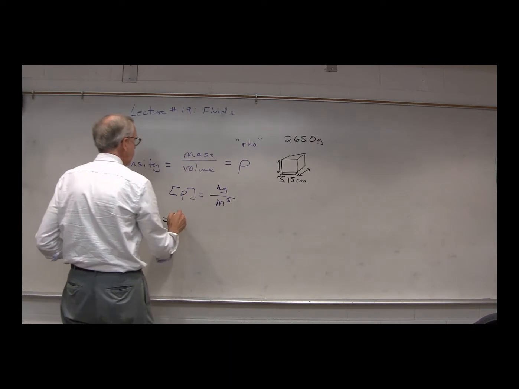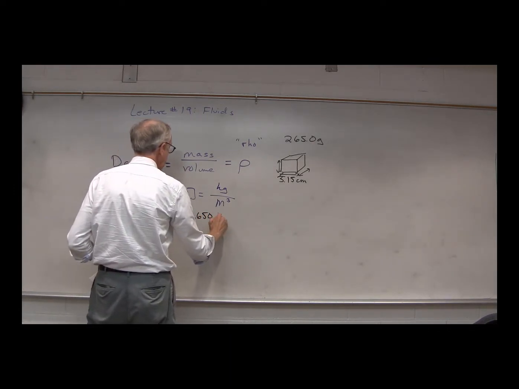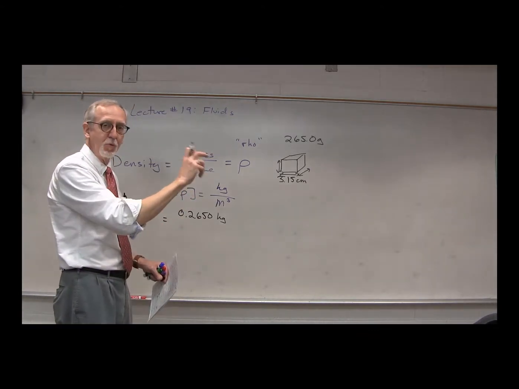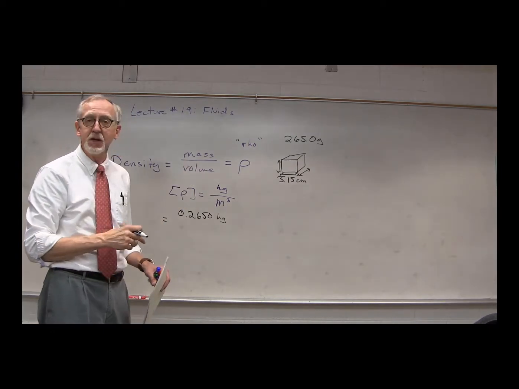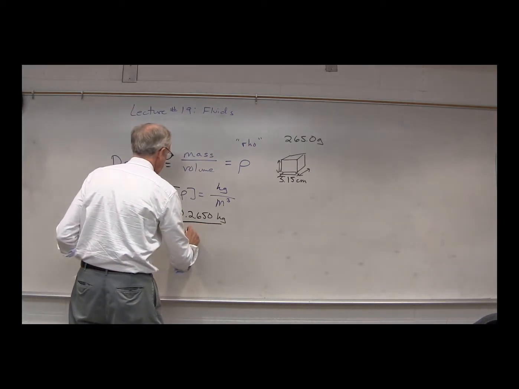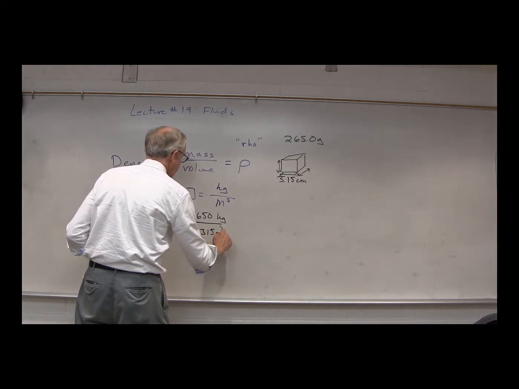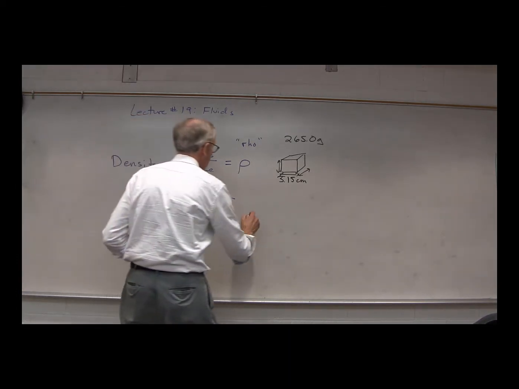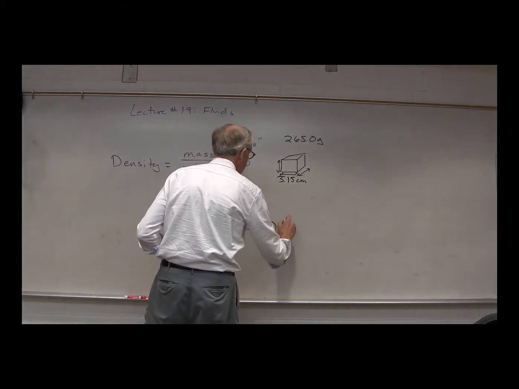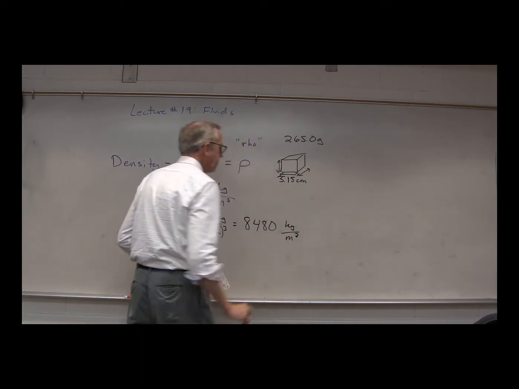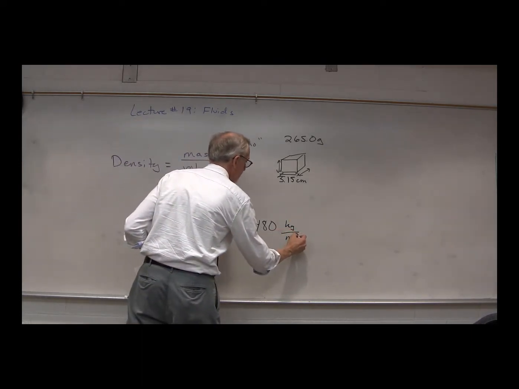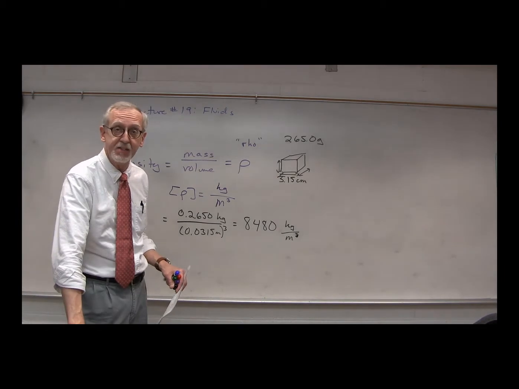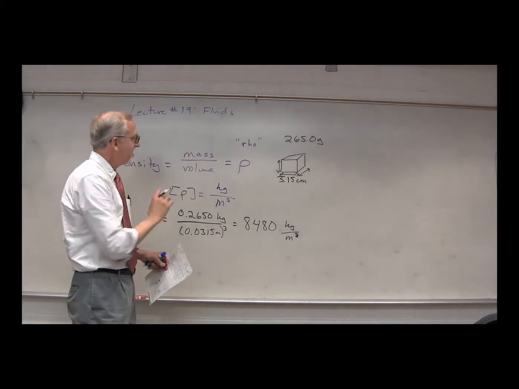So the density will be the mass. In kilograms, that would be 0.2650 kilograms. Divided by the volume. The volume of a cube is length times width times height, or 3.15 centimeters cubed, or 0.0315 meters cubed. Divide that out, and we get a value of 8,480 kilograms per cubic meter. There we go. All right, very, very good. So that's basically how you determine the density of something. You take its mass divided by its volume.